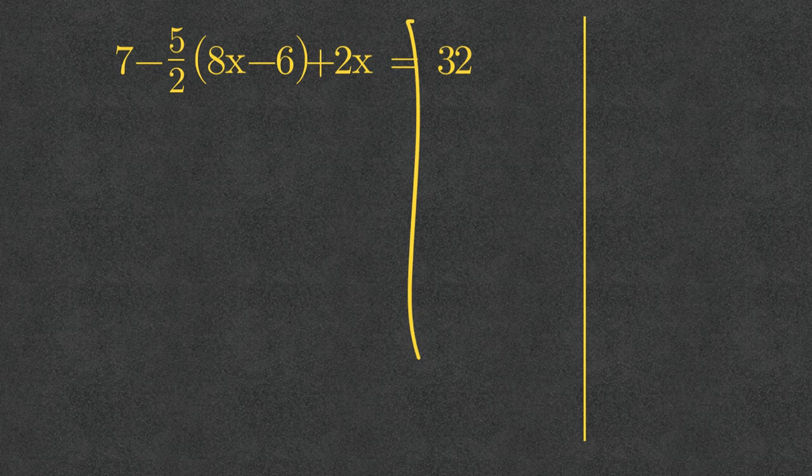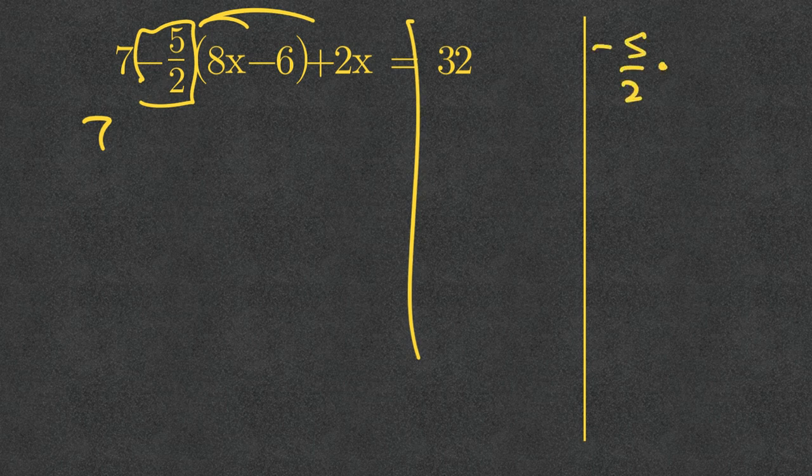Is there distribution? Yes. There is. What are you distributing? Okay, so that negative 5 over 2 is going to be distributed inside the parentheses. So again, we are distributing a fraction. Guys, that 7 is going to stay put for right now. So over here on the side, negative 5 over 2 times 8 over 1.